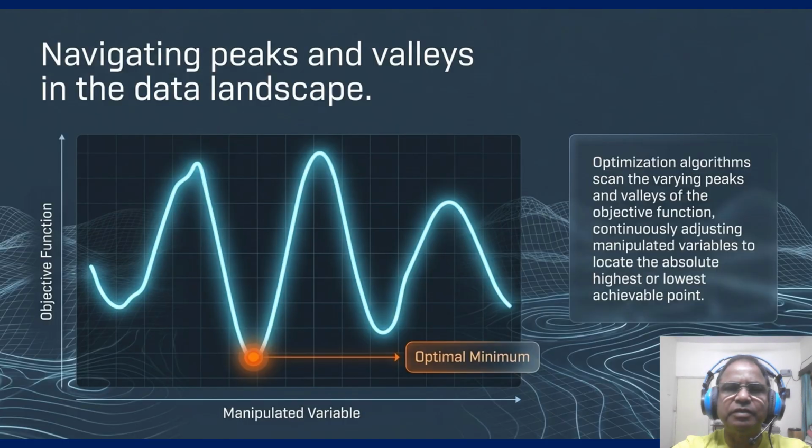Coming to our next slide, it shows that when we change one operating variable, the result does not always change in a straight line. In many cases the furnace response is non-linear. That means the data looks like a landscape with peaks and valleys. One point may look good, but another point may be even better. Without a proper method, we may stop at a condition that is only acceptable, not truly optimum. So such analysis needs to be done.